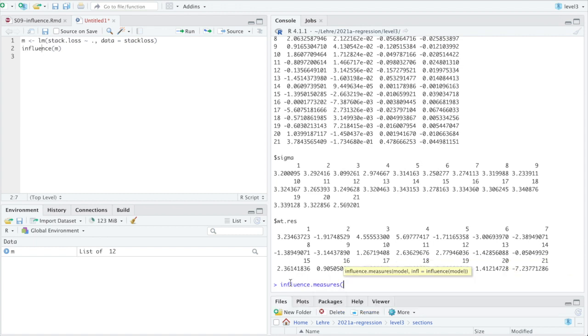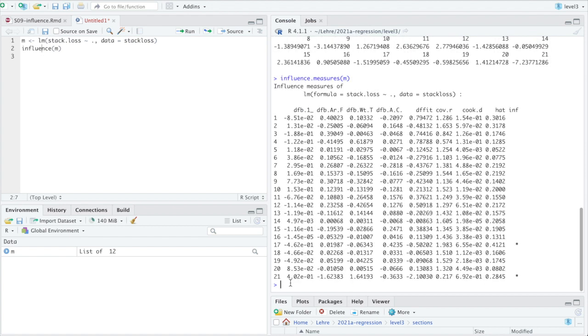There is a second R function relating to influence called influence.measures, and that, amongst other things, shows Cook's D values. They're in this column. Most of them, well, all of them are smaller than 1, and most of them are, well, so first we see all of them are smaller than 1. Let us just do a scatter plot so that we get a better sense of scale.